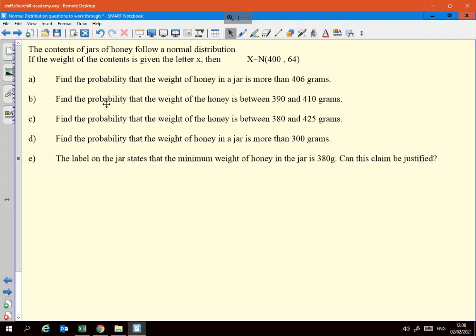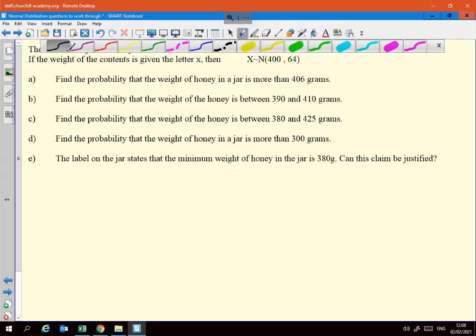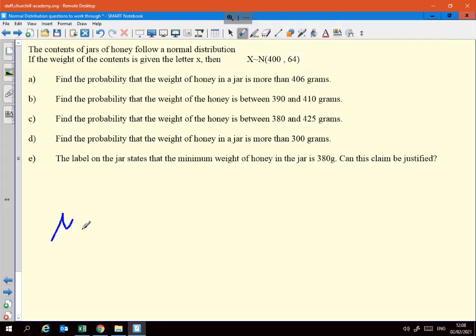Okay, so the thing I want to point out here is the bit where it says the contents of jars of honey follow a normal distribution. If the weight's x, then x is distributed normally 400, 64. So it's important here that we know that that means that the mean is 400, with mu being the mean, and that the second bit is telling us the variance. So the variance is 64.